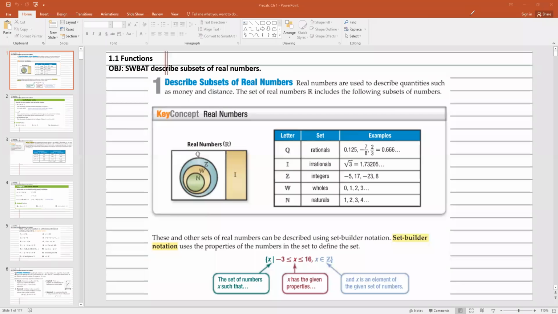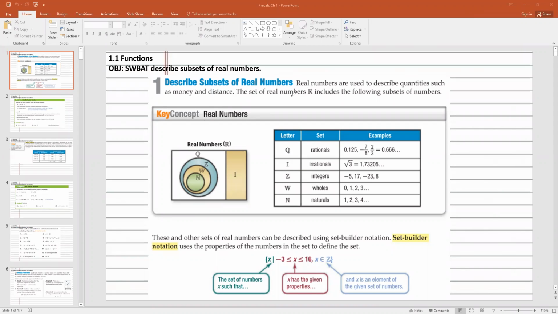All right, and we're going to look at chapter 1 today. And 1.1 is functions. And you should be able to describe subsets of real numbers. So it'll take about 2 days for this one. So here, we need to think about what real numbers are.